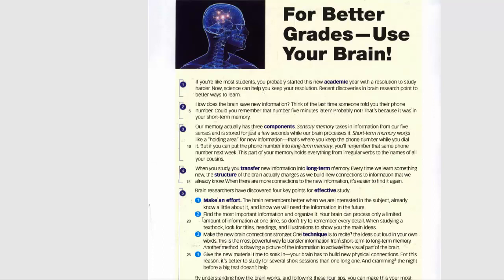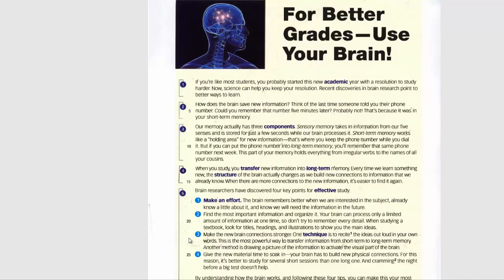Number 2, find the most important information and organize it. Your brain can process only a limited amount of information at one time, so don't try to remember every detail. When studying a textbook, look for titles, headings, and illustrations to show you the main idea.